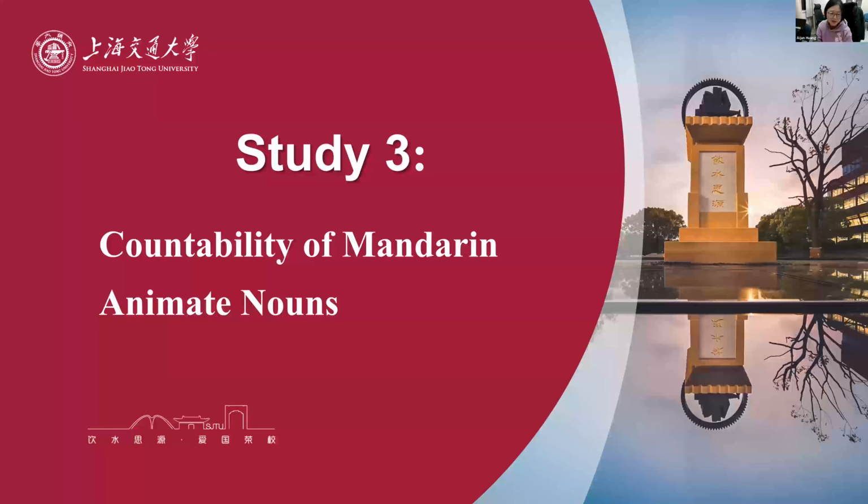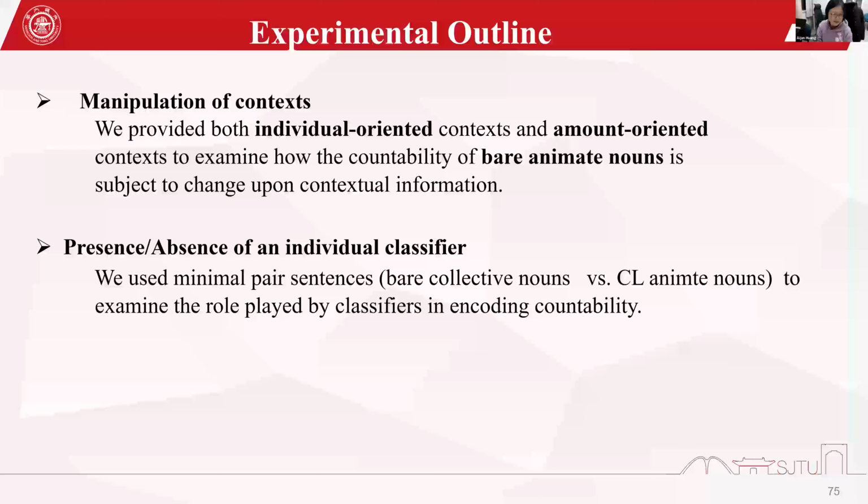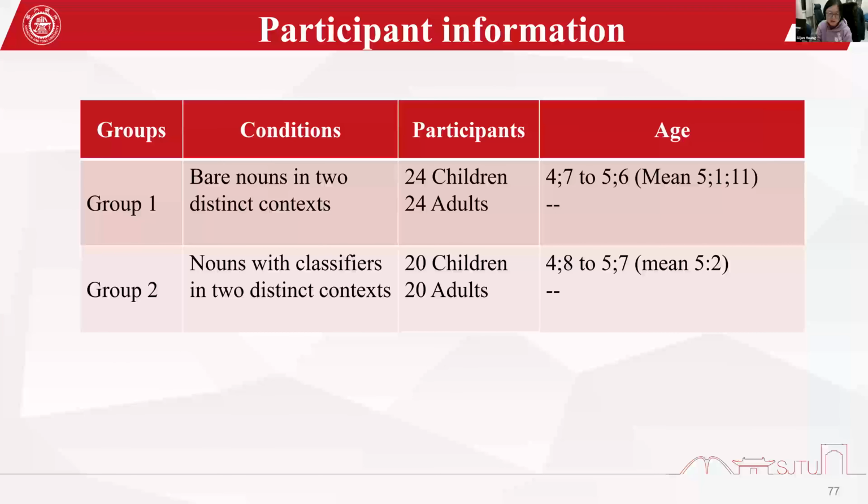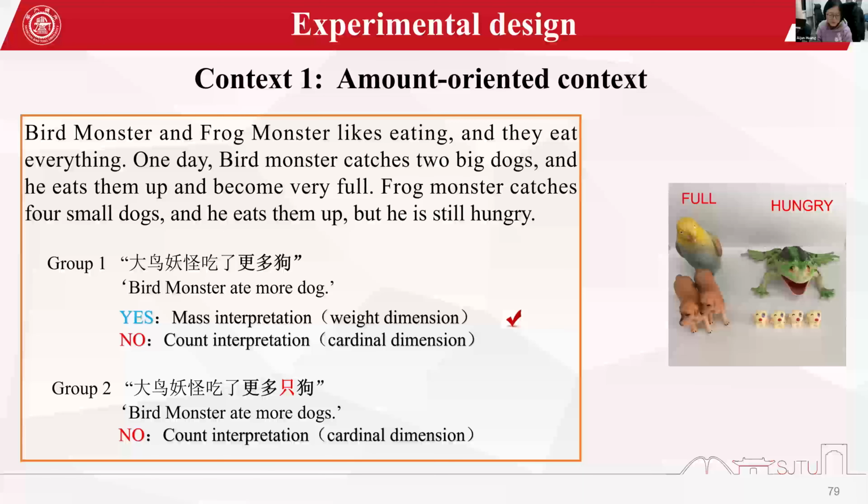And again, we apply a similar design to the countability of animate nouns, with similar questions, manipulating the context and the presence or absence of the individual classifier. Again, these two accounts have different predictions. Only the syntactic account predicts the existence of a mass interpretation. We test two groups with a truth-value judgment task, and again we use a similar design.